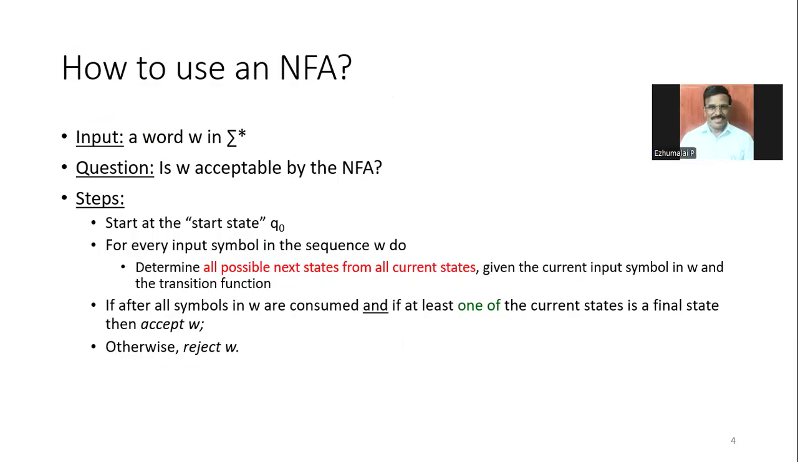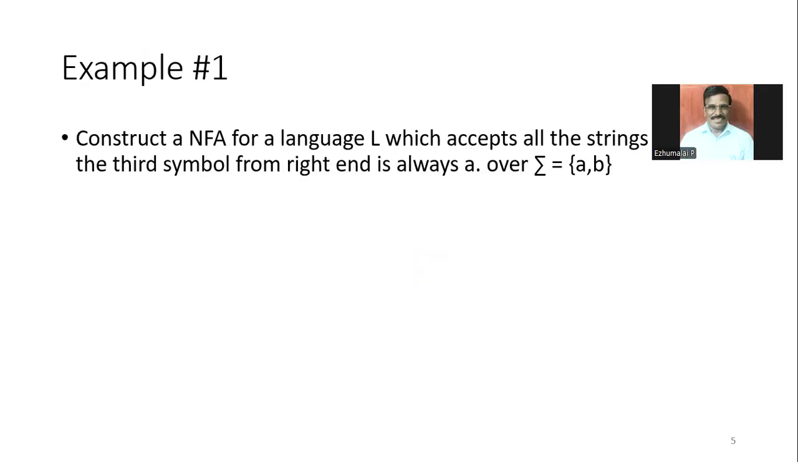How to use an NFA? The input we give is from Sigma star. Is w accepted by the NFA? Yes, if starting from the start state Q0, for every input symbol in the sequence w, we determine all the possible next states from the current state, given the current input and the transition function. If after all the symbols in w are consumed, at least one of the current states is a final state, the input will be accepted. Otherwise, the input is not accepted, that means rejected.